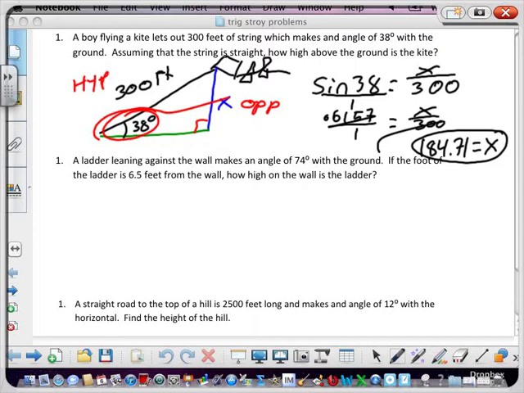So if I do it on the calculator, if I did 300 times the sine of 38, I get the same thing. I get 0.698 instead of 0.718. But if we round up, we get 0.7, right? Yeah. So let's just leave it 184.7.